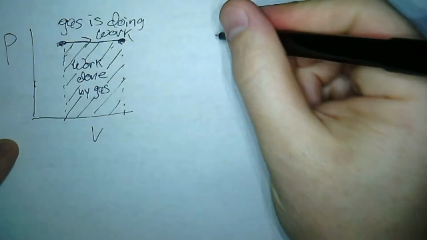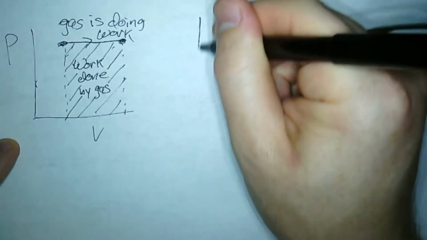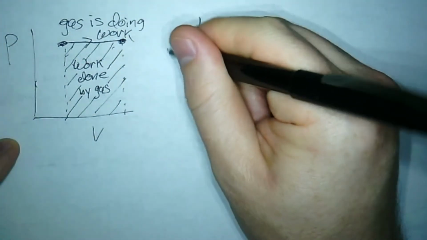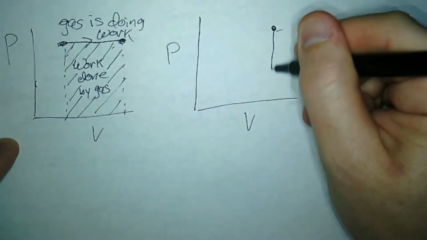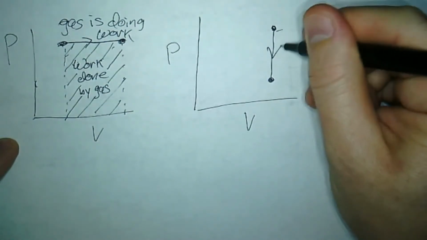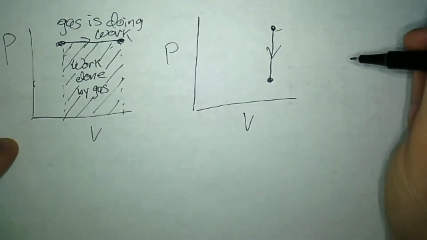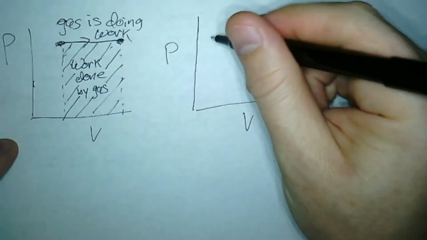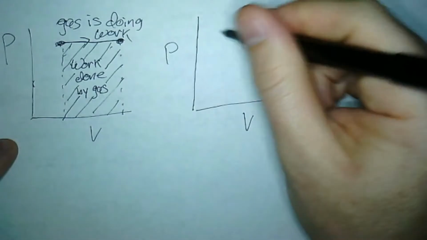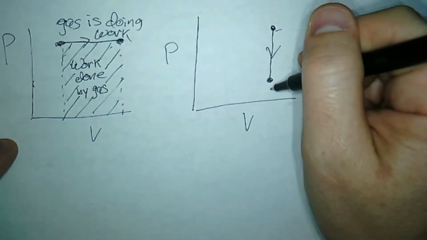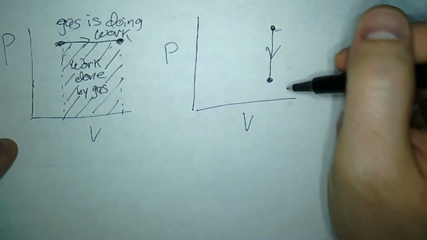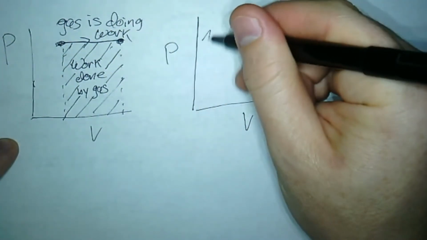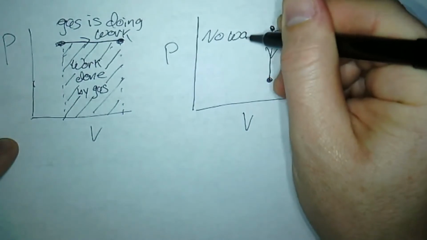All right, but what if we had the other process, where you're going from here to here? How much work is done there? Well, no work is done because there's no area here. There's nothing under this line, right? Even if I say this little bit is under the line, it doesn't have any width, so no work.